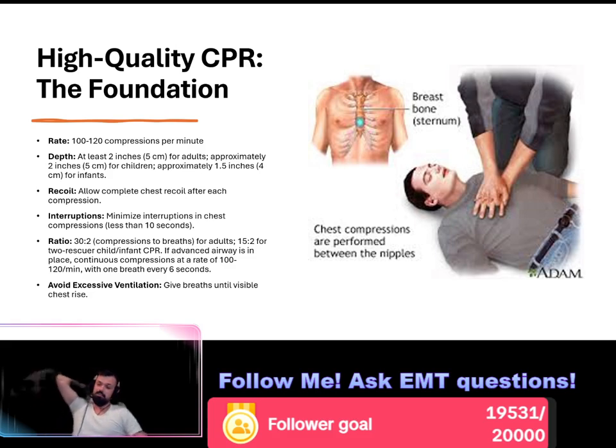If for any reason you need to interrupt chest compressions, for example switching compressors, ventilating, or hooking up your AED, you should keep the interruptions to less than 10 seconds. Less than 10 seconds. It does not take that long to provide ventilations or to hook up an AED. You need to be quick and efficient if you're using it.